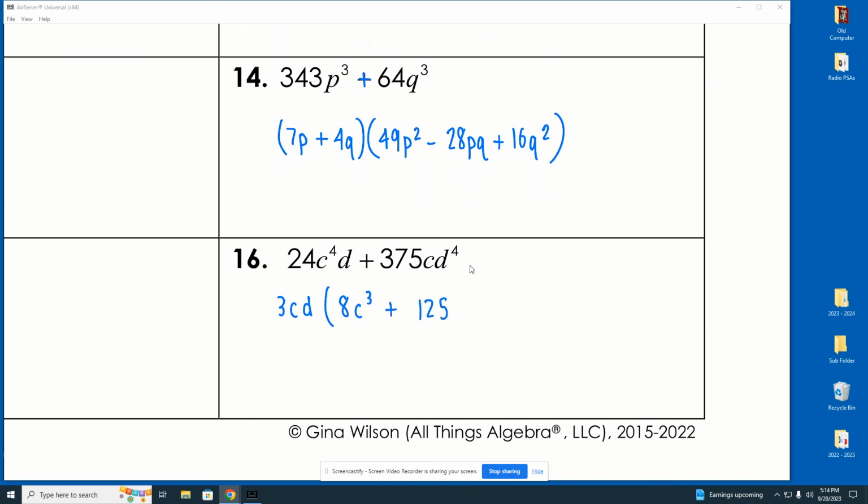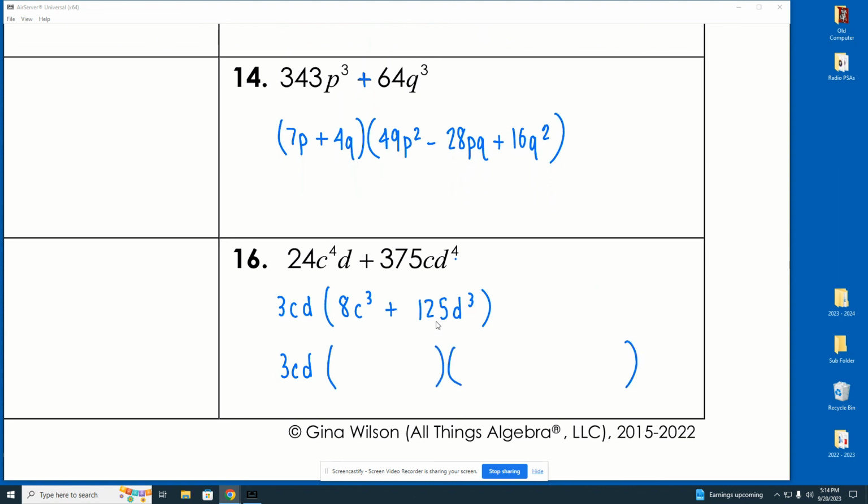C divided by c cancels. And d to the 4th divided by d to the 1st is d cubed. So sure enough, all of a sudden, I turn this into a sum of perfect cubes. See, multiples of 3. 8 is on that list. 125 is on that list. So I'm going to bring the 3cd on down, but this is going to factor into a binomial times a trinomial. So here we go.